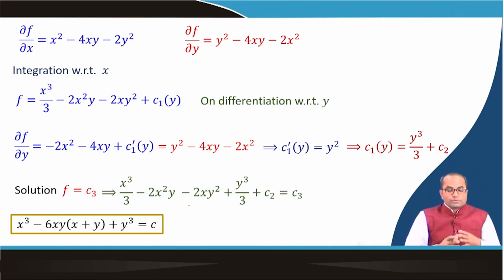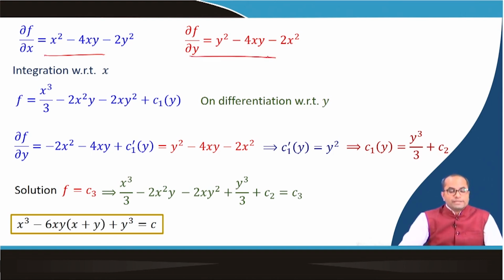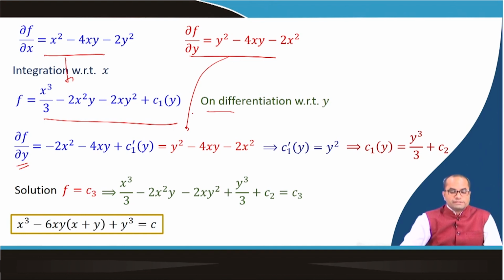Well, so this is the process to get the solution. We will have two equations just by equating the total differential to M dx + N dy, and by integrating one we will get f, and then we differentiate it. So, we will get ∂f/∂y, which can be made equal to the given function ∂f/∂y, and from there we can get c1'(y) equal to y².